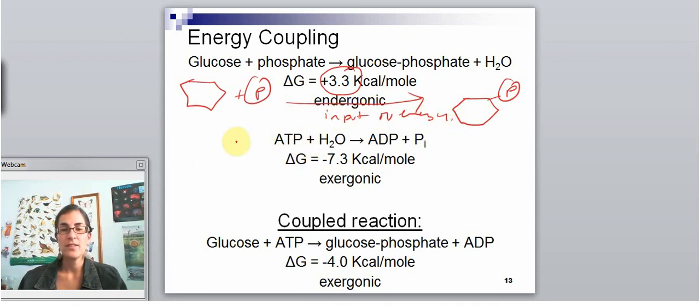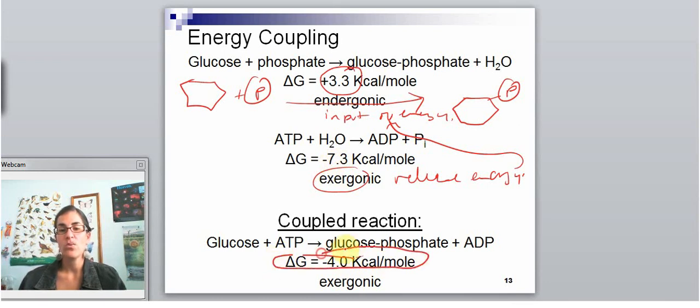ATP hydrolysis, we have ATP getting broken down into ADP. And remember, we said that this is exergonic. It's going to release energy. So the energy released here can provide the energy for this reaction. And notice that if they're coupled, then I can combine the values. So positive 3.3 and negative 7.3 gives me a total free energy change for both reactions of negative 4.0. That's exergonic and spontaneous. So by putting these two reactions together, I can provide the energy for this reaction.